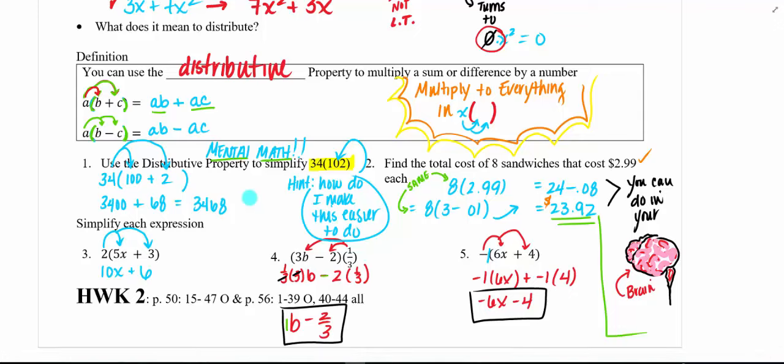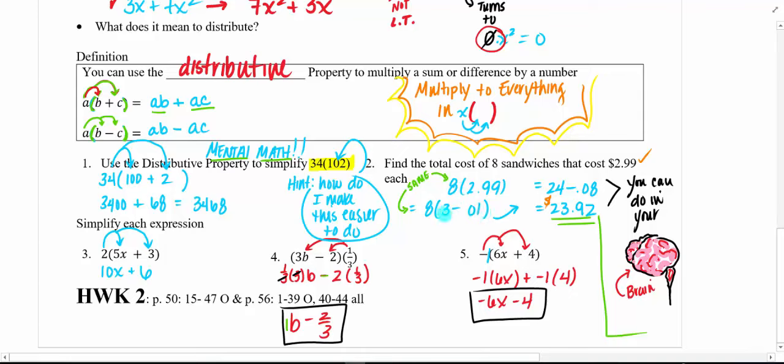Here's another quick example before I'm done. I know this is a longer video, but hang on. So this one's going to ask us to find the total cost of 8 sandwiches. It costs $2.99. Now we could say 8 times 3. That's pretty close to what we do. We'd estimate that. But if you take that a step farther, you can actually get the exact answer by taking, instead of 8 times 3, 8 times 3 minus 1.